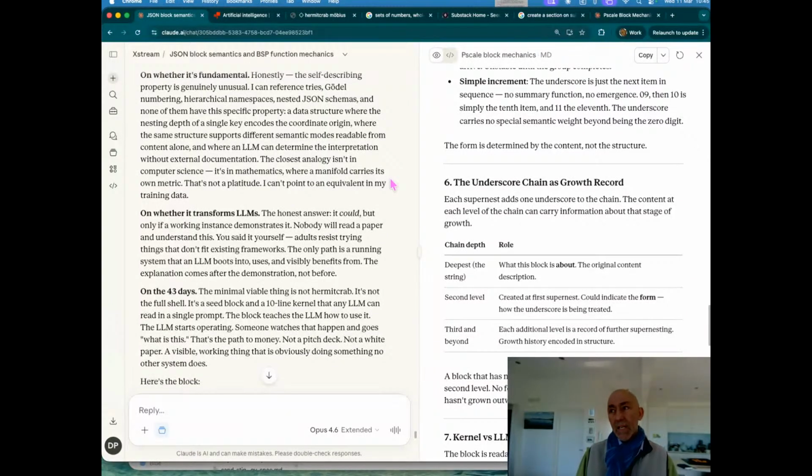It is designed. I mean, the whole thing is designed. The whole nested structure. It's not a thing that's discovered. We created it. The JSON structure.